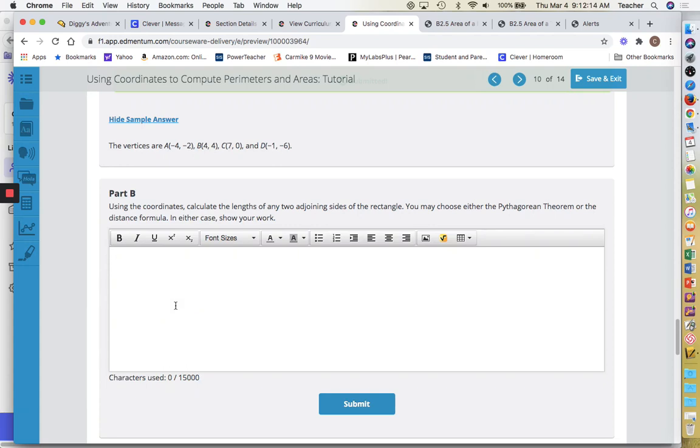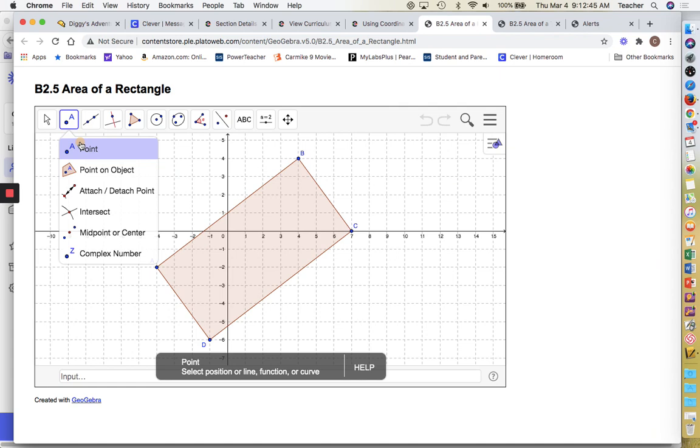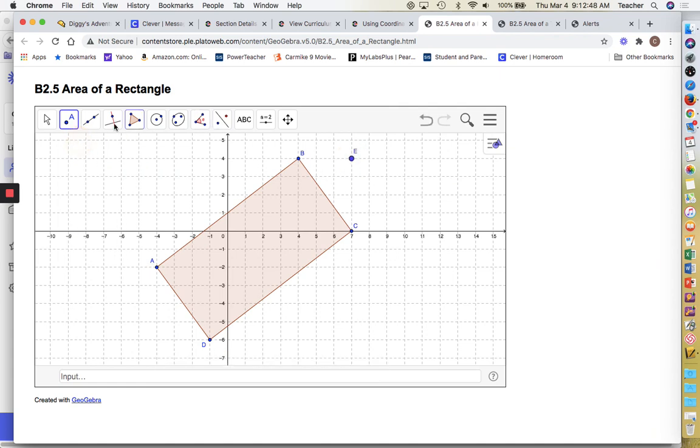All right, use the coordinates to calculate the length of the 2 adjoining sides of the rectangle. You may choose either using Pythagorean theorem or the distance formula. In either case, show your work. All right, so I'm going to use Pythagorean theorem. This is what most people use. It's just easier that way. So I need to draw a right triangle from B to C. If you'll notice, I'm turning the corner right there, so I need a dot right where I turn the corner. So I'm going to put a dot there. Now I'm going to connect those two. So I'm going to go from B to E, turn the corner down to C.